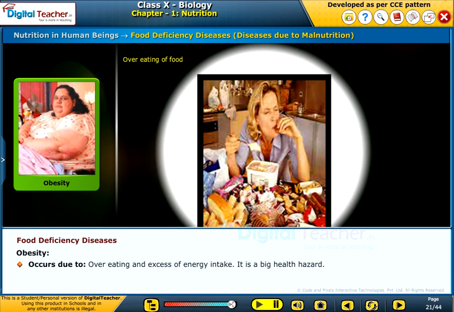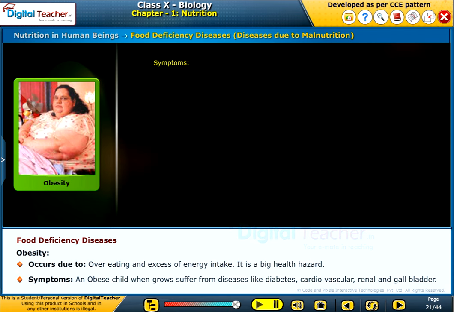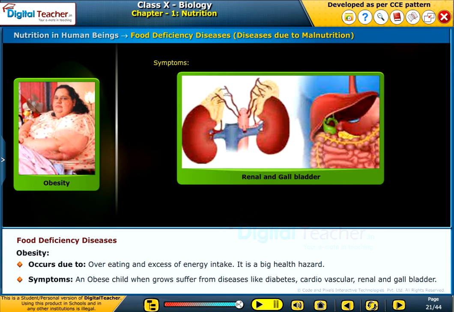Obesity occurs due to overeating and excess of energy intake. It is a big health hazard. Symptoms: an obese child, when grown, suffers from diseases like diabetes, cardiovascular, renal and gallbladder diseases.